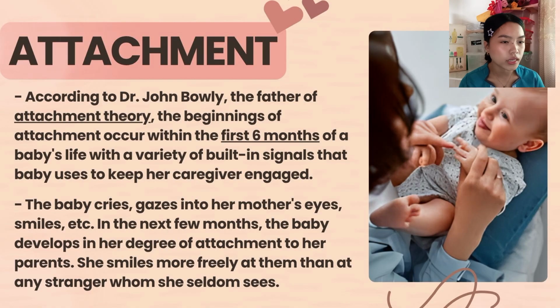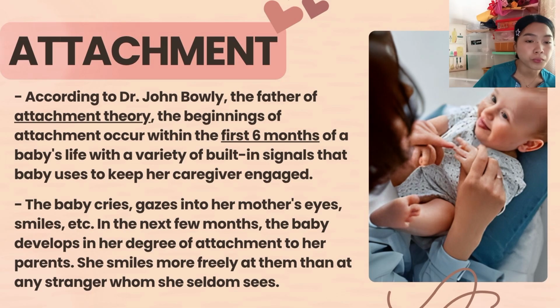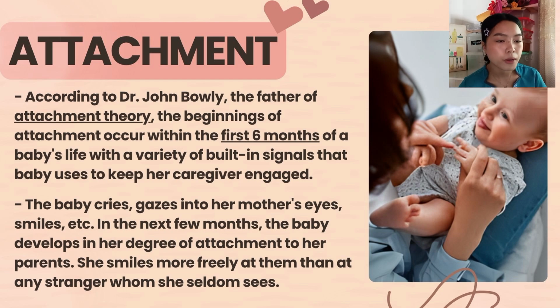According to Dr. John Bowlby, the father of attachment theory, the beginnings of attachment occur within the first 6 months of a baby's life with a variety of built-in signals that the baby uses to keep her caregiver engaged. The baby cries, gazes into her mother's eyes, smiles, and so on. In the next few months, the baby develops a greater degree of attachment to her parents. She smiles more freely at them than at any stranger whom she seldom sees. John Bowlby, good class, is a psychologist who studied how babies form emotional bonds.